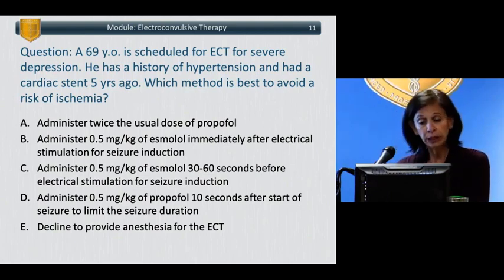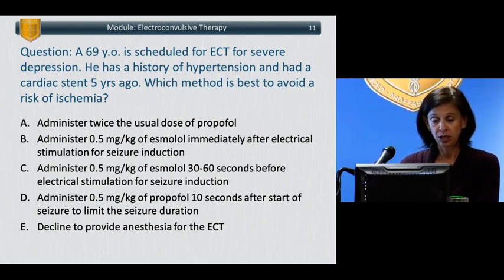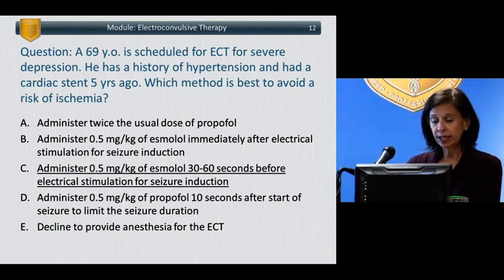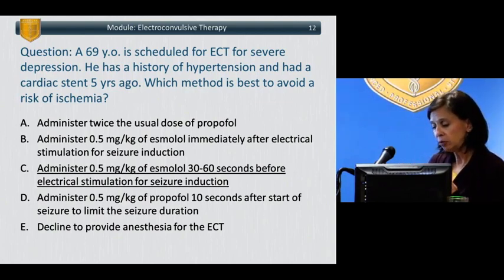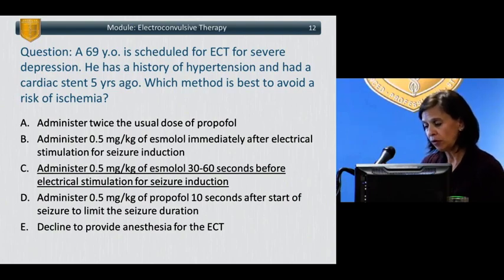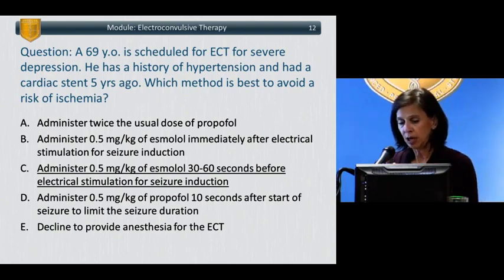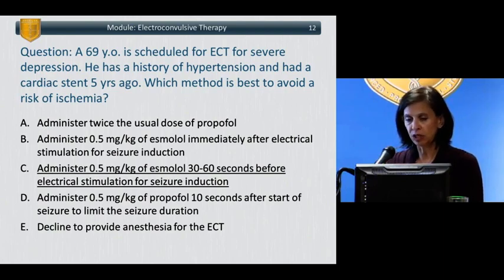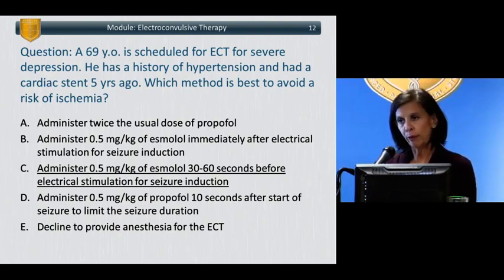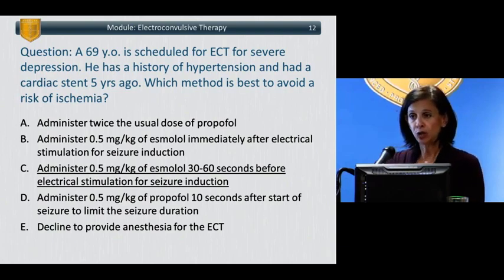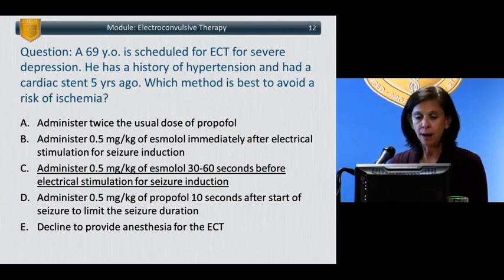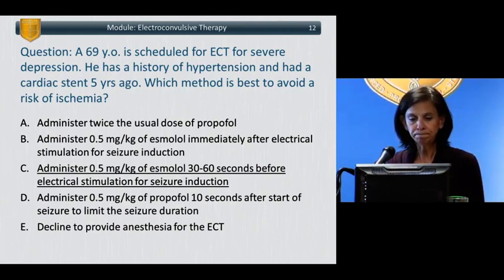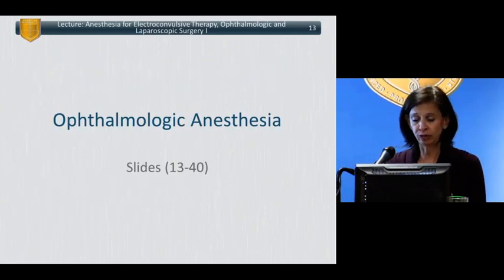E would be effective, but maybe not best for the patient. So vote, and C is the correct answer. So remember, the key is to provide this right before the stimulus to prevent it rather than treat it, because the tachycardia is generally so short-lived that by the time you treat it, it's going to be going away on its own. The reason you don't want to administer twice the dose of propofol is because that would make it harder to induce a seizure, and it would make the seizure shorter, and that would interfere with the therapy that you're doing. Again, you don't want to do anything that limits the duration of the seizure.